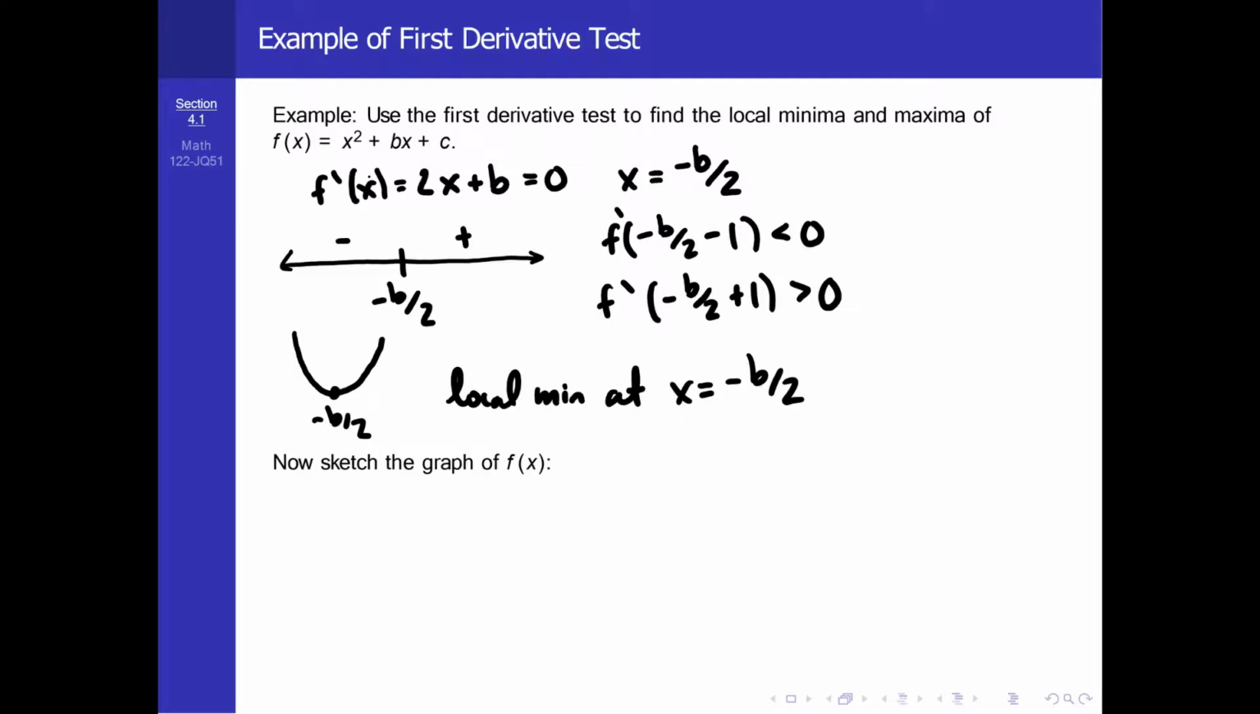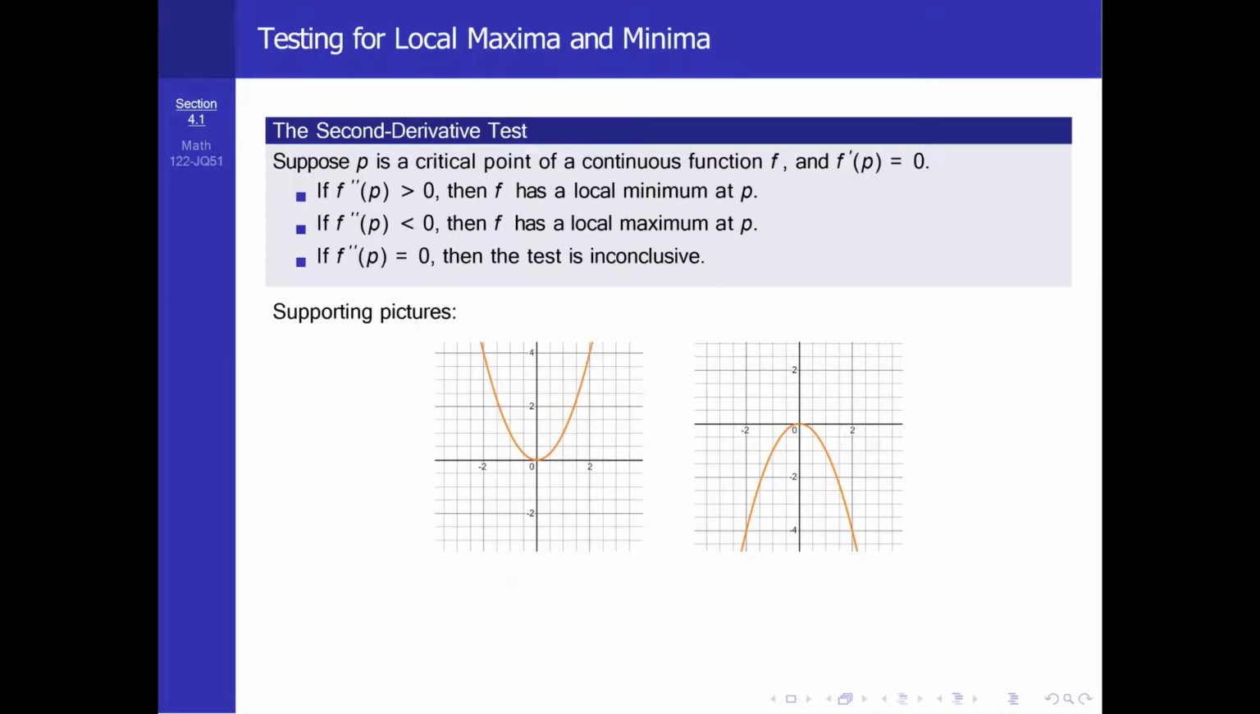And I kind of already gave away the answer to the next part. If I want to sketch a graph of this function f, well, it's just going to look something like this. I have a single local minima at x equals negative b over 2. Okay, so that was the first derivative test.